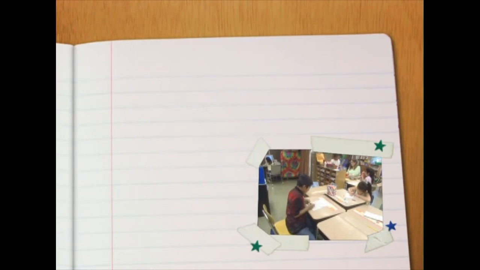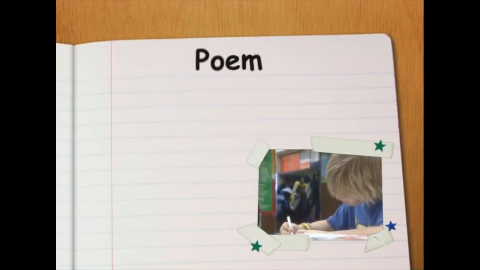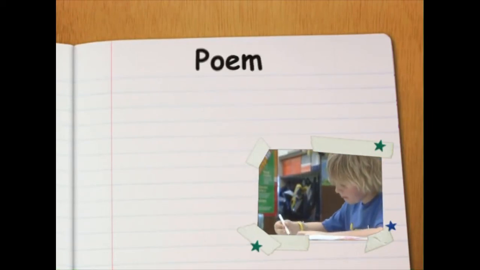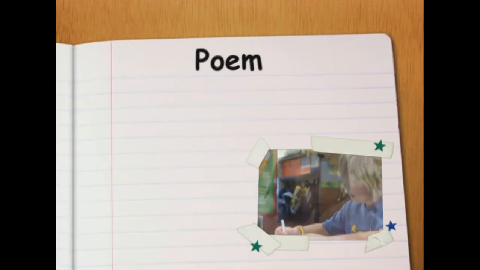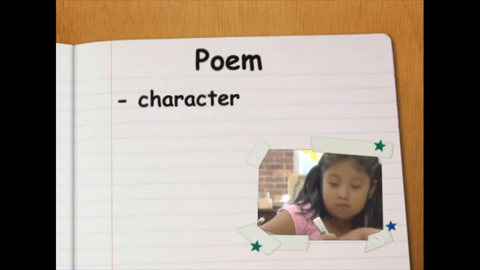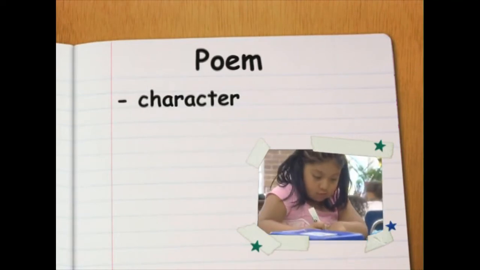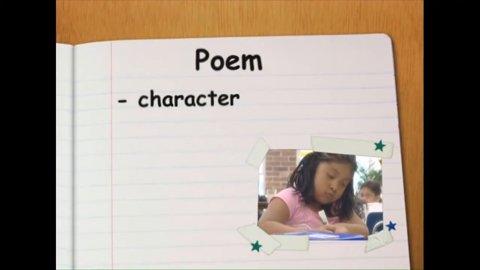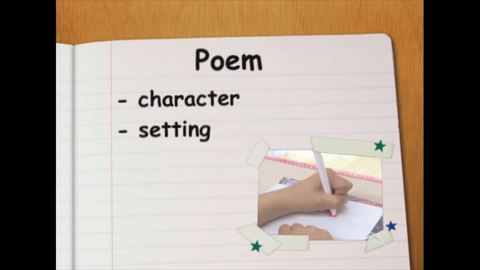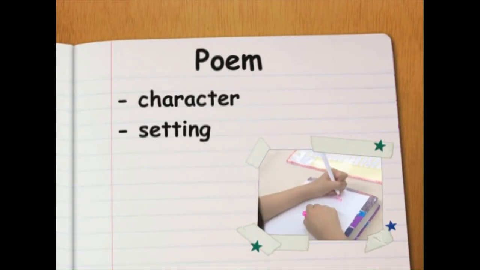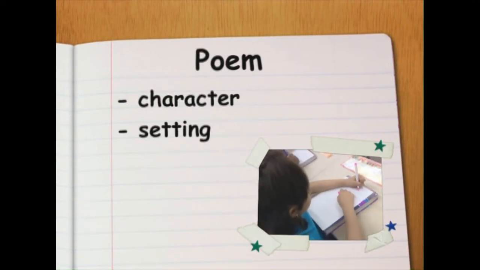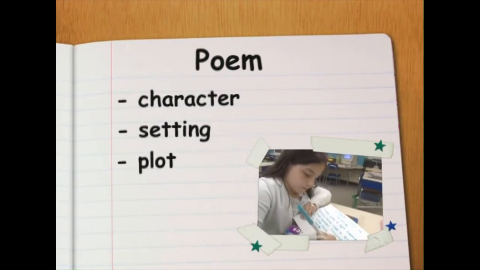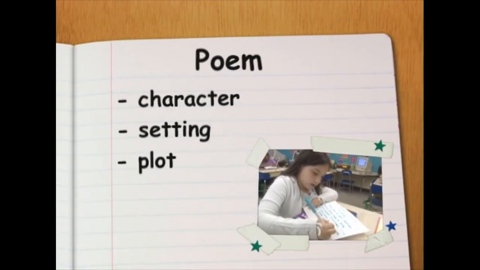One way to tell a story is to write a poem. Some poems use rhyming words. Poems can have the same parts as a story. A poem can have a character. A character is who the poem is about. A poem can have a setting. The setting is where the poem's story takes place. A poem can have a plot. A plot is what happens in the poem's story.